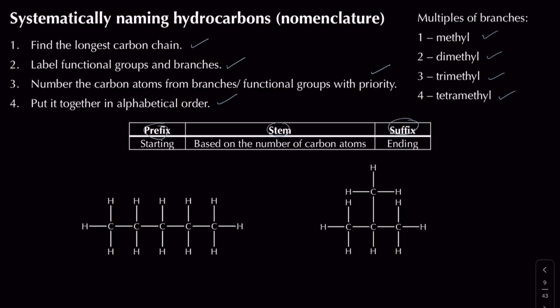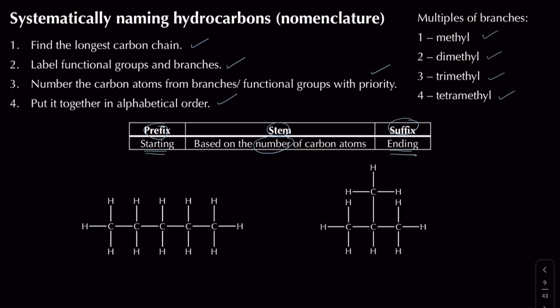The prefix is going to be the starting bit, the suffix is going to be the ending bit, and these two will tell you about the functional groups and branches that you've got. The stem, though, is going to tell you about the number of carbon atoms that you've actually got in the longest carbon chain. We're going to try a few examples. By all means, feel free to pause the video at any time, have a go yourself, and then of course we'll go over the answers together.